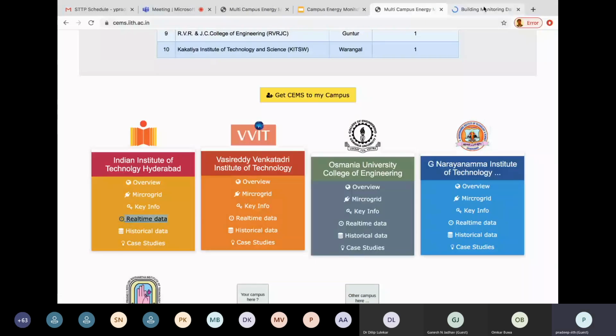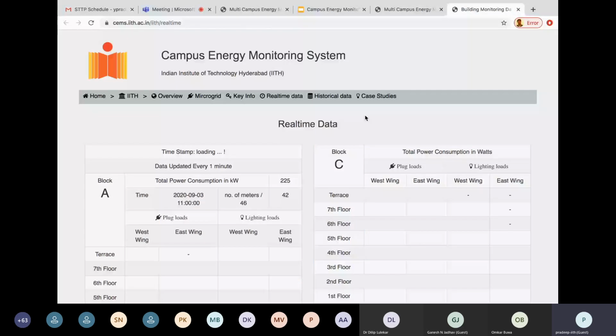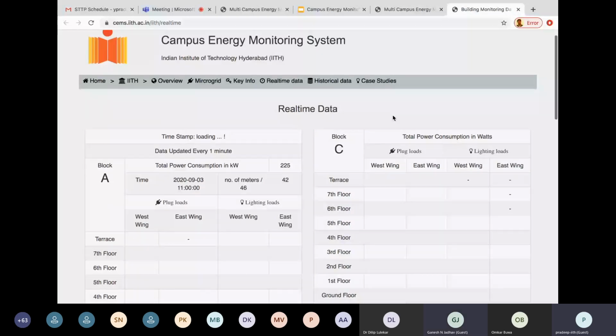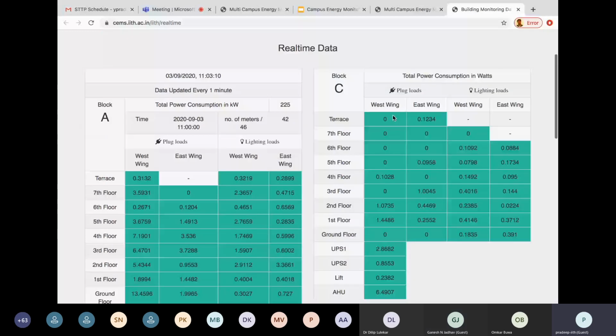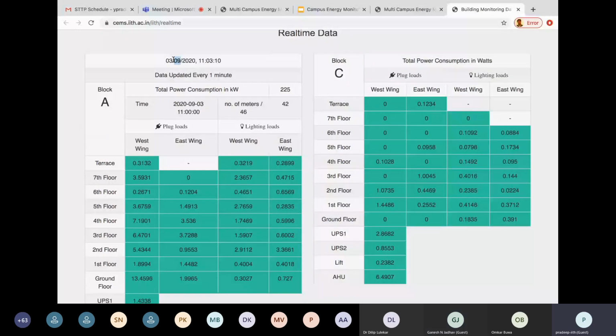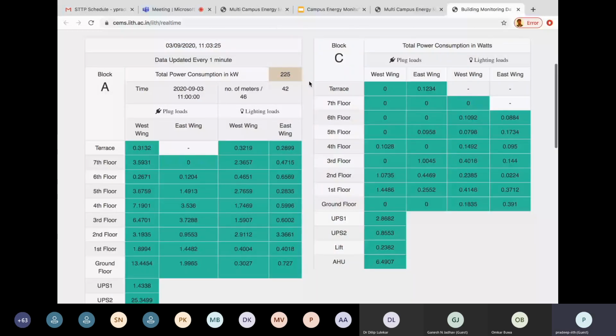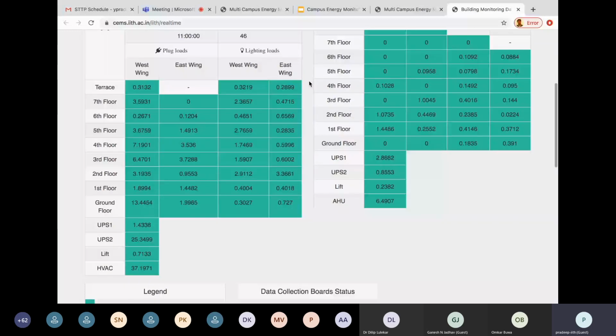So are you able to see my screen again, with the real-time data screen with two tables? Yes, sir. So now if you look at the time, 3rd September, 11:03 a.m. So this is actually the real-time data. Now, total power consumption of the building, 225 kilowatts as of now. So we can see the real-time power consumption. Now, if I go down, you can see the different numbers. So for example, ground floor, 13.44 kilowatt, something like this.